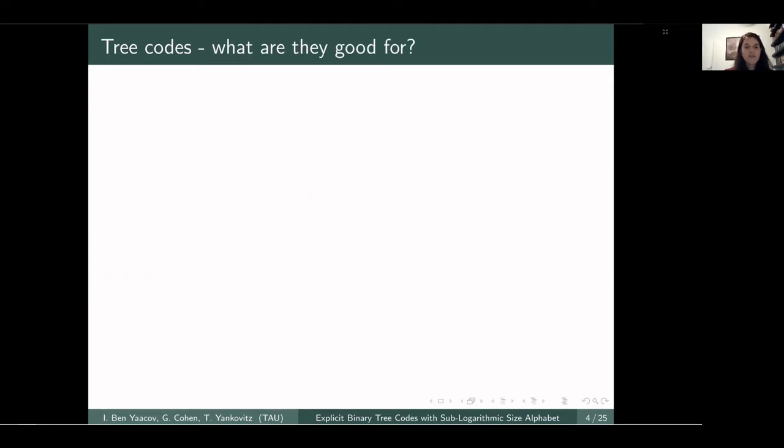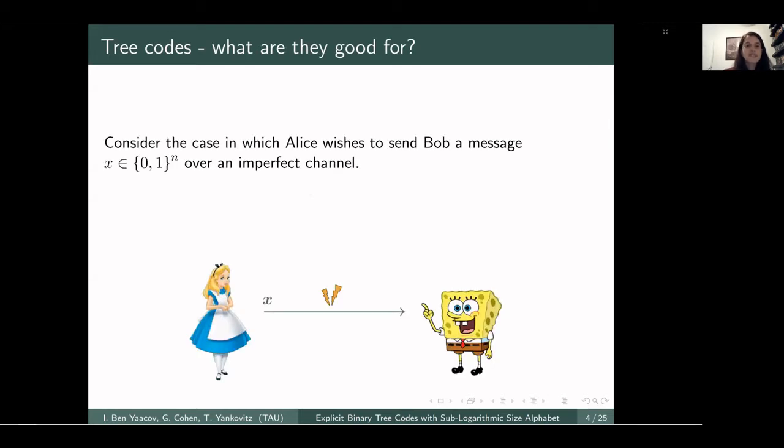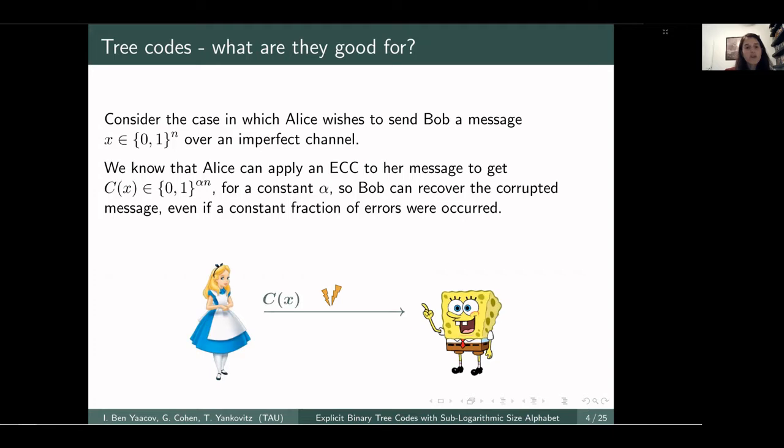So now that we know what tree codes are, we naturally ask what they are good for. First, consider the case in which Alice wishes to send Bob a message over an imperfect channel. We all know that Alice can apply a block error correcting code to a message X to get an encoding C of X, which is linearly longer than its original message. Then she can send it to Bob so that Bob can recover the corrected encoding, even if a constant fraction of errors has occurred.